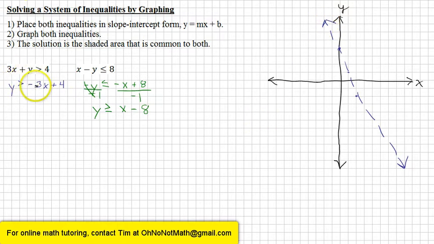So y is greater than negative 3x plus 4. So we have to shade the area which is above the line, since it's all values of y that are greater than this inequality, this line. Okay, so let's shade everything above the line.